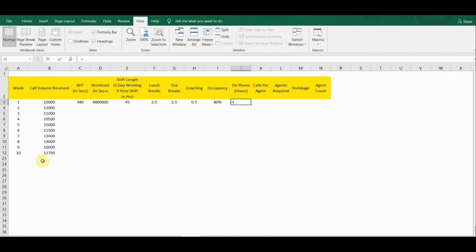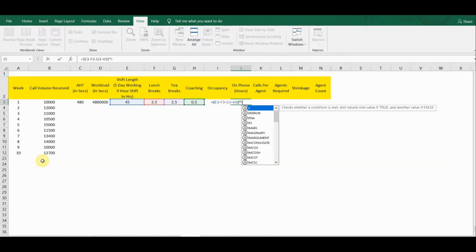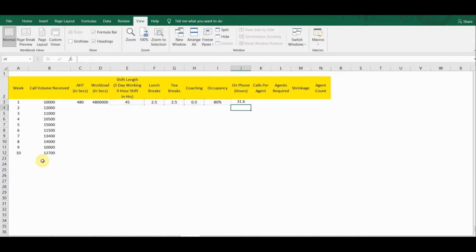So how to calculate that? We'll simply do one thing. Out of this total login for the week, we'll subtract the lunch breaks, the tea breaks, and the coaching, and we multiply this with the occupancy, which is 80%. So we get 31.6 hours of on phone hours, or you can say productive hours, that we are getting.